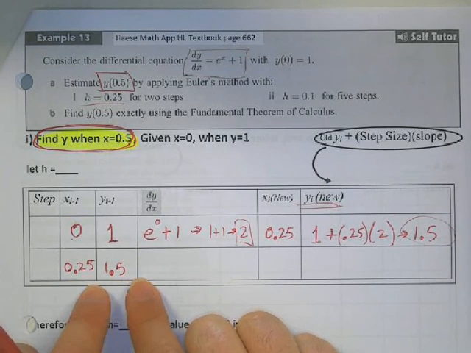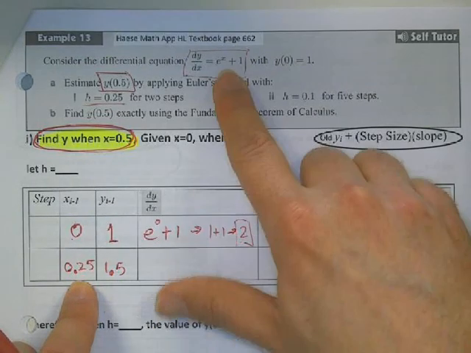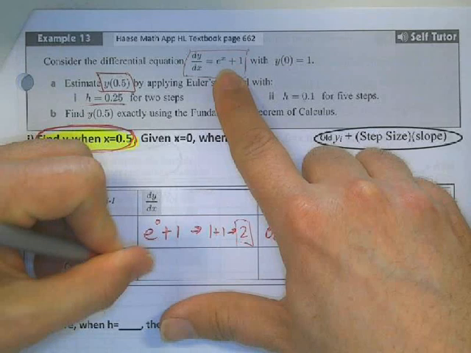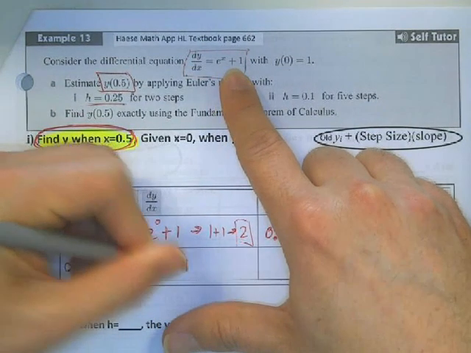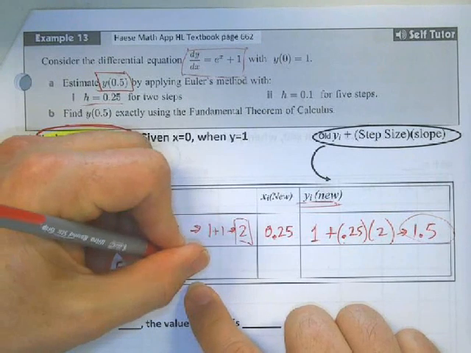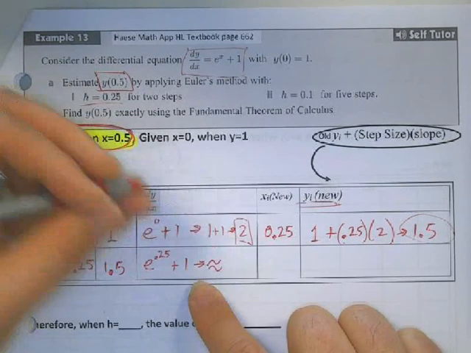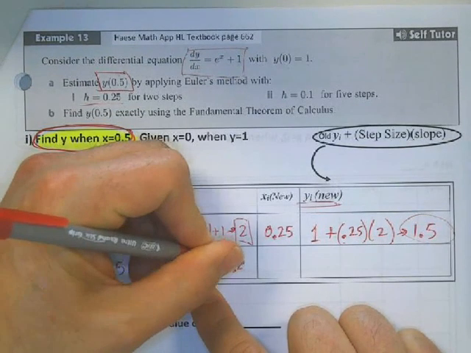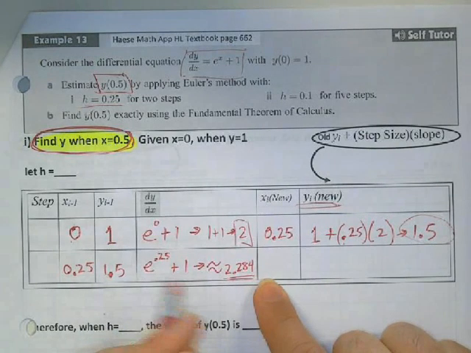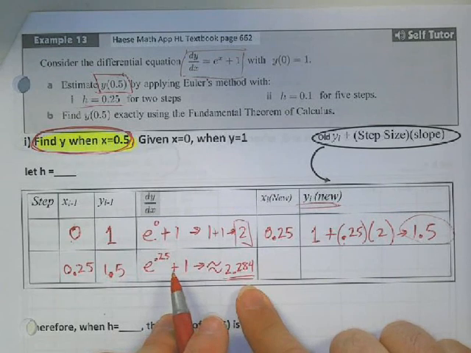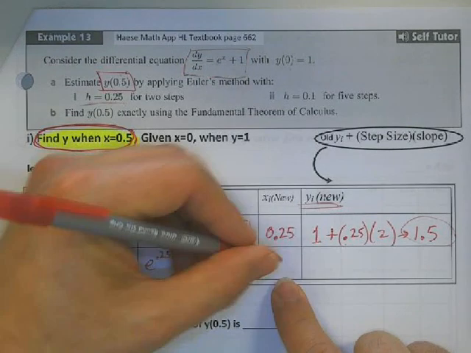Okay, so now I'm going to use these values to find my next new slope. The next new slope is e to the power of 0.25 plus 1, which is approximately 2.284. I'm going to assume that you know how to use your calculator to calculate this. And then the next x value is going to increase by 0.25 to 0.5.